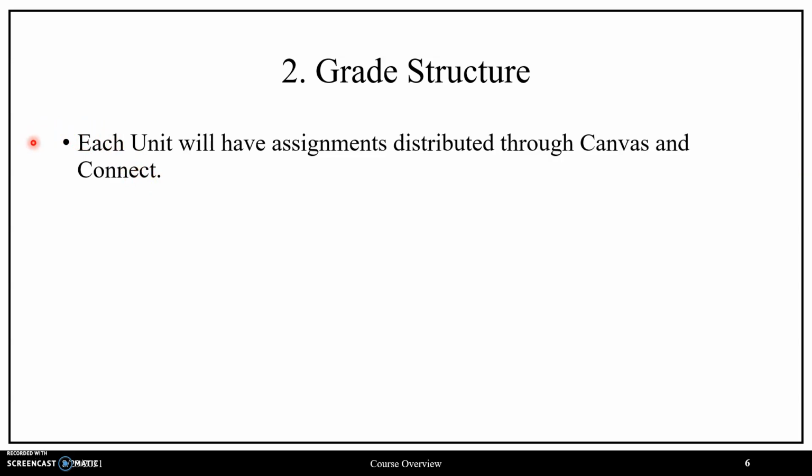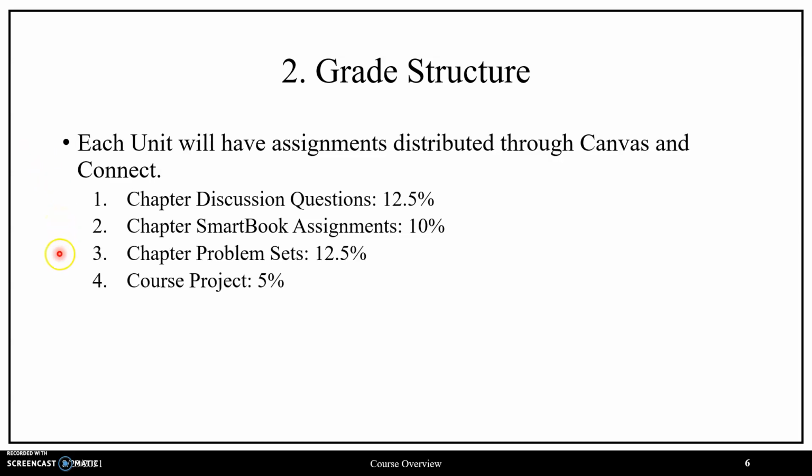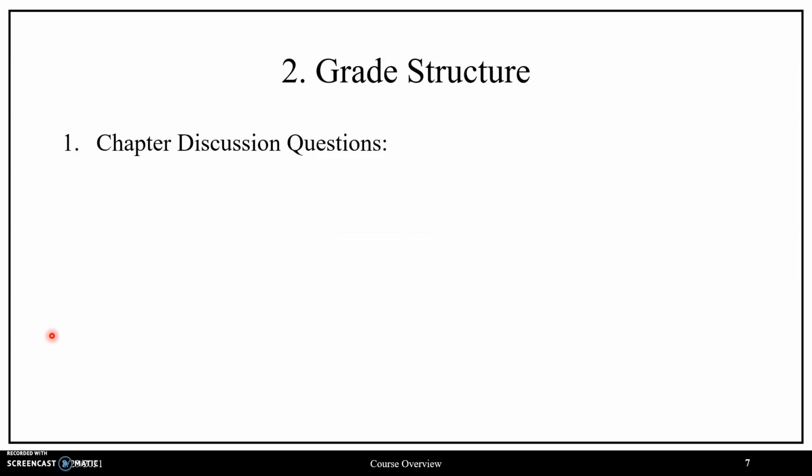where each unit will have a set of assignments that will be distributed either through Canvas or the Connect platform, where in terms of assignment types, there will be chapter discussion questions, chapter SmartBook assignments, chapter problem sets, a single course project, 3 unit prep exams, as well as 3 unit exams. To look at these assignment types a bit more carefully, let us start with chapter discussion questions.